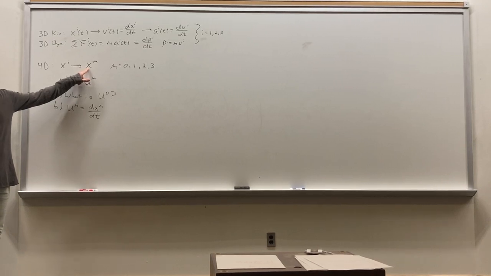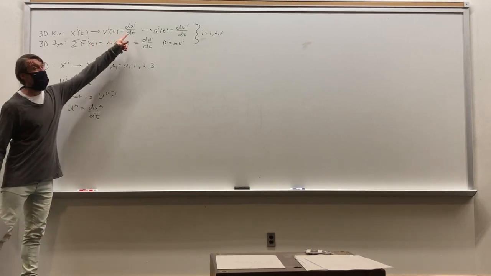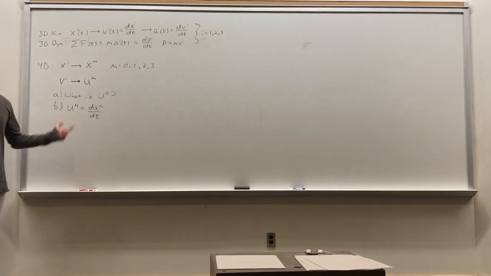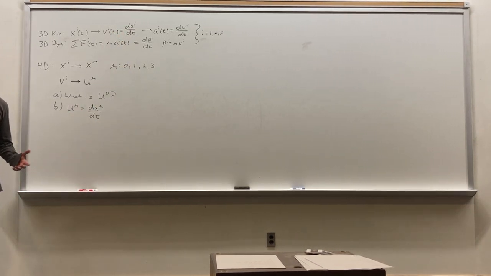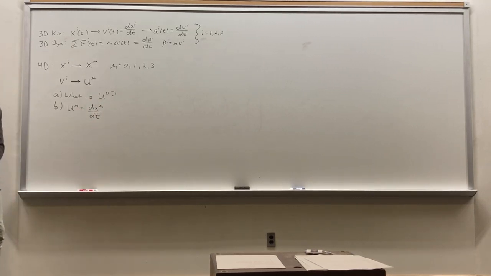So just use the same definition. I mean, this is how we define velocity here. We just said it's the derivative of position with respect to time. Let's try the same definition. Does this work? No. It doesn't work because this is not a vector. Why is that not a vector? What is dx^mu?